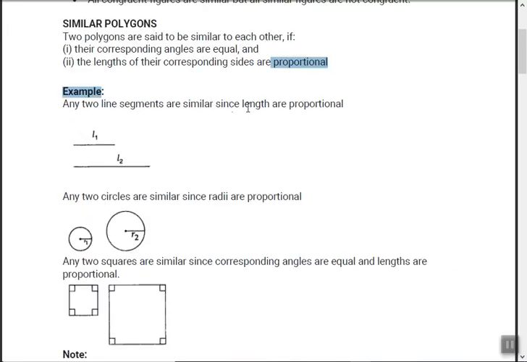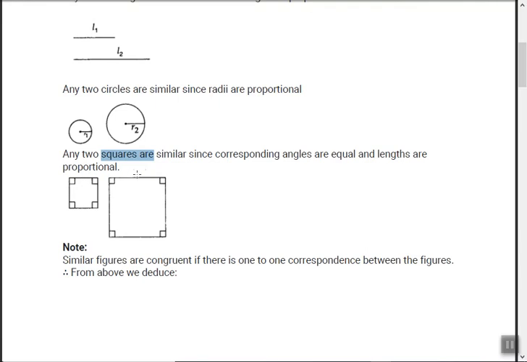Any two line segments are similar because their lengths are always proportional. Take any two line segments of different lengths, they will always be similar, because the ratio is 1. Any two circles are similar since the radii are proportional. Remember these basics. Any two squares are similar since the corresponding angles are equal and the lengths are proportional. Remember, only squares. We are not talking of rectangles. Any two squares would always be similar.